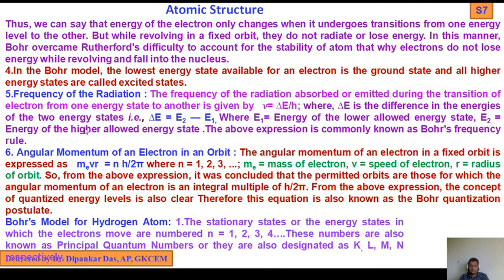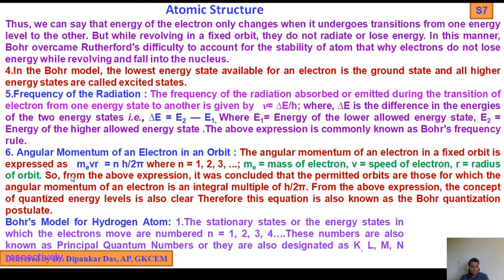Frequency of the radiation: the frequency of radiation absorbed or emitted during the transition of an electron from one state to another is given by nu equals delta E by h. So nu means frequency, and h is the Planck constant, where delta E is the difference in the energy of the two energy states, as I told you, E2 minus E1 in the previous slide. E1 is the energy of the lower allowed energy state, and E2 is the energy of the higher allowed energy state. The above expression is commonly known as Bohr's frequency rule.